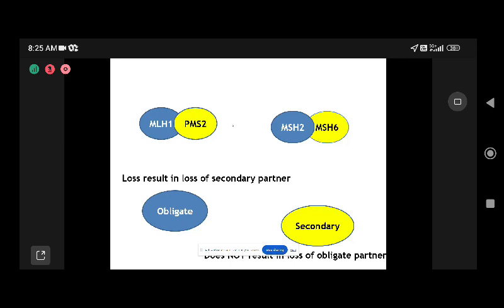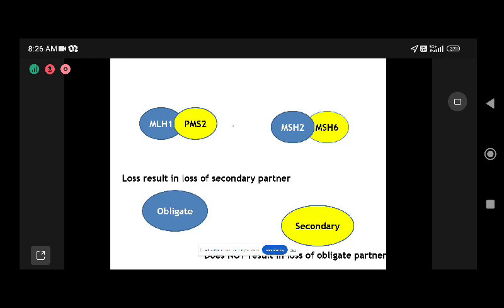Basically, we have these 4 genes, which are MLH1, PMS2, MSH2, and MSH6. These are the 4 primary genes which are involved in the repair of mismatches. Whenever there is cellular replication, lots of defects happen during normal cell proliferation. All these errors are corrected by DNA polymerase, and the smaller defects are corrected by the mismatch repair enzymes which are encoded by these genes.